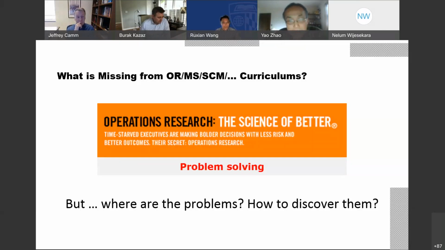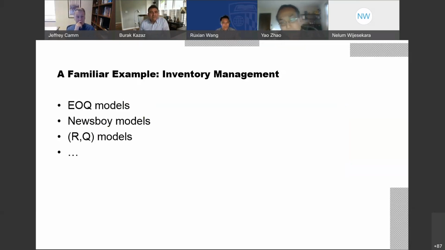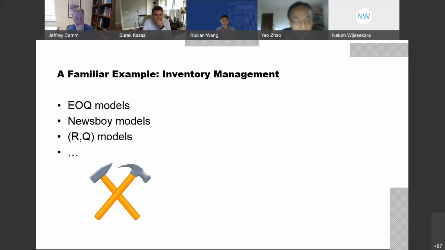Okay, so let me give a familiar example. Inventory management, which is a hot topic in almost every supply chain management curriculum. How would you teach inventory management? Now, I learned from my colleagues, and I also used to teach EOQ models, newsvendor models, and RQ models. So what are these? These are the solutions to inventory problems. So they are the hammers.